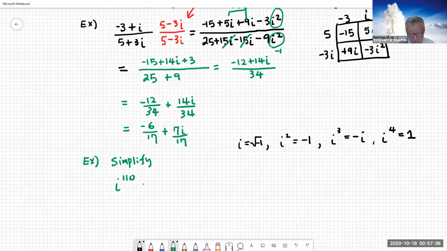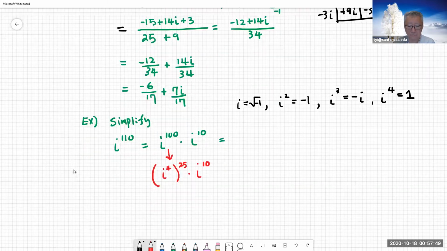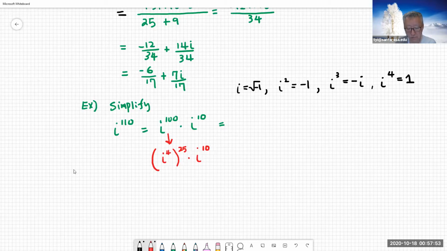If you look at i to the 110, I can rewrite this as i to the 100 times i to the 10. And looking at i to the 100, you can rewrite it as i to the 4th to the 25th. You know that i to the 4th is equal to 1, so this entire thing becomes 1 to the 25th times i to the 10.